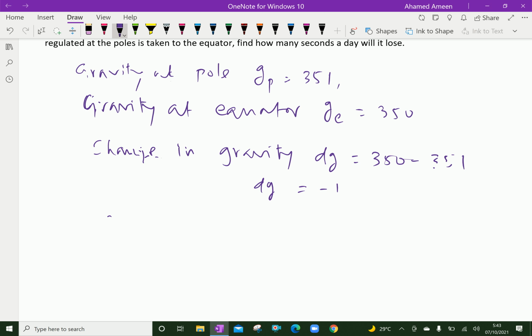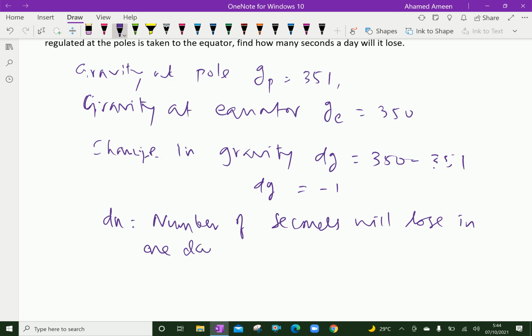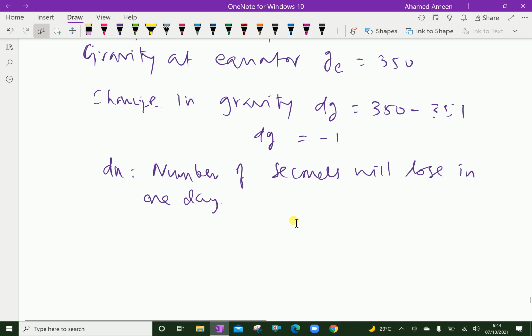Now let dn be the number of seconds the pendulum will lose in one day. Due to the change in the position of the pendulum, it will lose seconds. We have to find how much the length should be adjusted for the change in number of seconds.